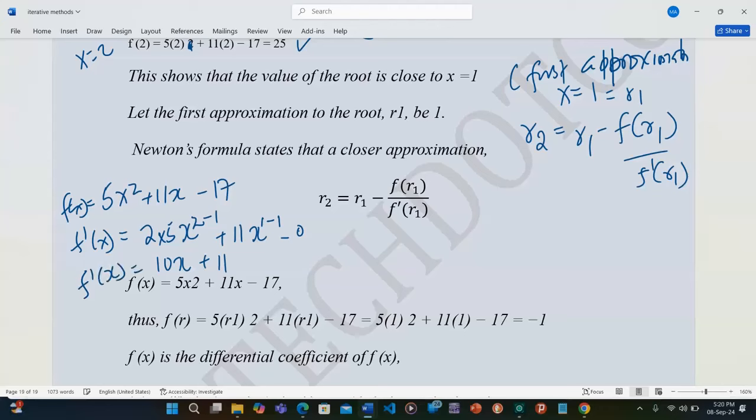So now we have to look for the value of f of 1. By substituting in our value of 1, we already have that the function is equal to negative 1. Then if we substitute 1 into the first derivative, what is it going to be? It is going to be 10 times 1 plus 11, and this is going to give us 21.